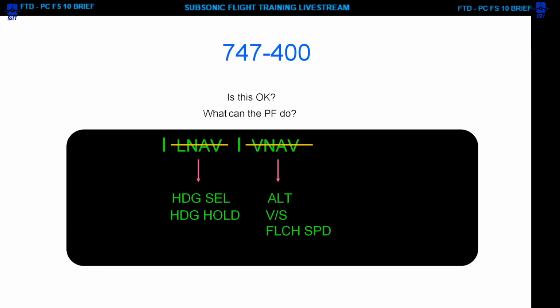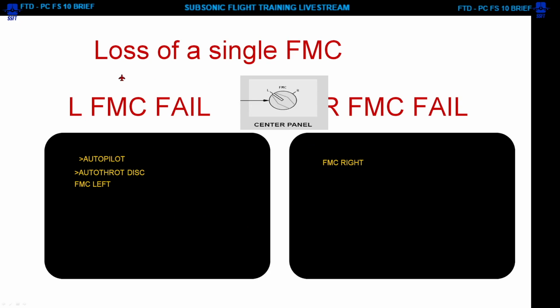So what we have to do is get it locked onto something. If this is the case of the autopilot degradation, then all we need to do is select another roll mode and or select another pitch mode. And when you do that, everything is great as far as the autopilot's concerned. That autopilot message will go away. Of course, the auto throttle would still be disengaged because you have a dual FMC failure. So you'd have to manage your thrust manually at that point.